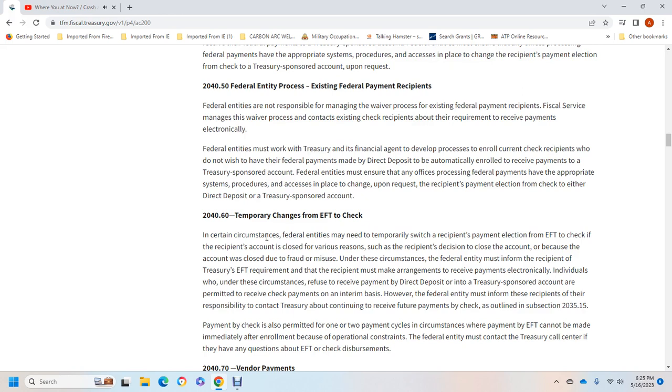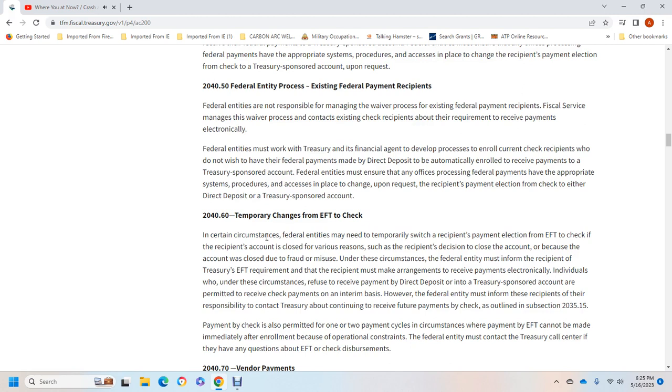electronic funding, the electronic fund transfer requirement that the recipient make arrangements to receive the payments electronically. Individuals who have circumstances to receive the payment by direct deposit on an interim basis with a sponsored account are permitted to receive check payments on an interim basis. However, the federal entity must inform these recipients that they are responsible to contact the Treasury about continuing to receive future payments by check, as outlined in subsection 2035-15.